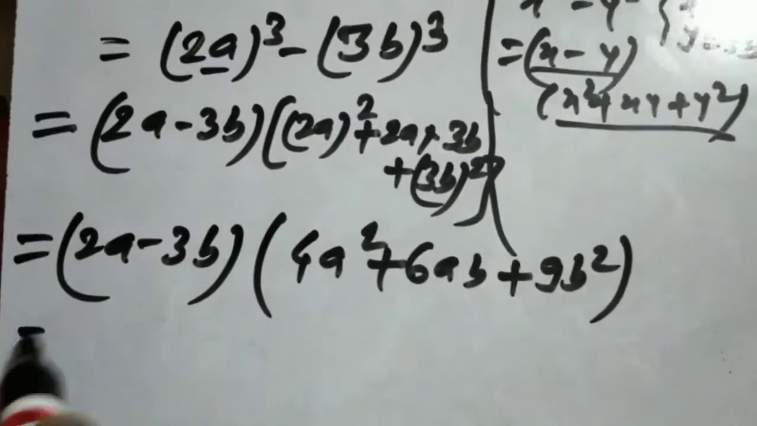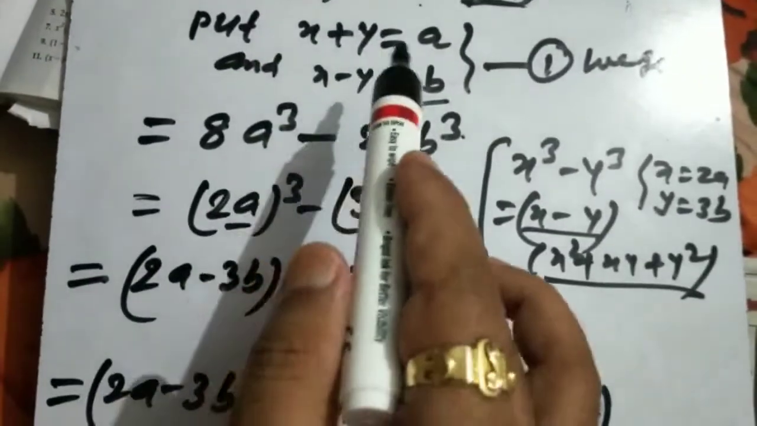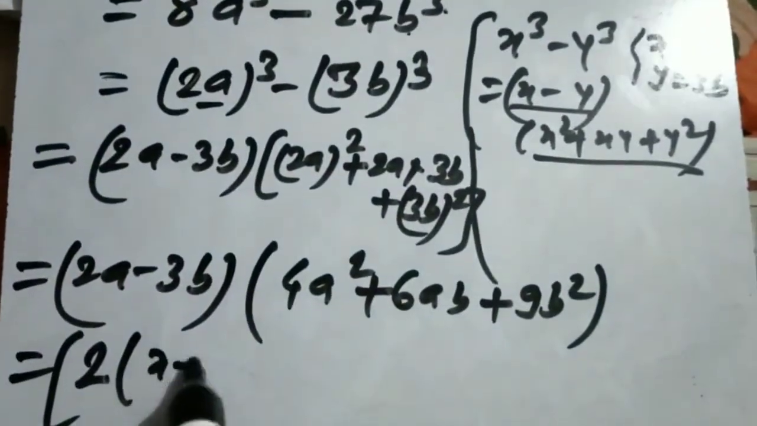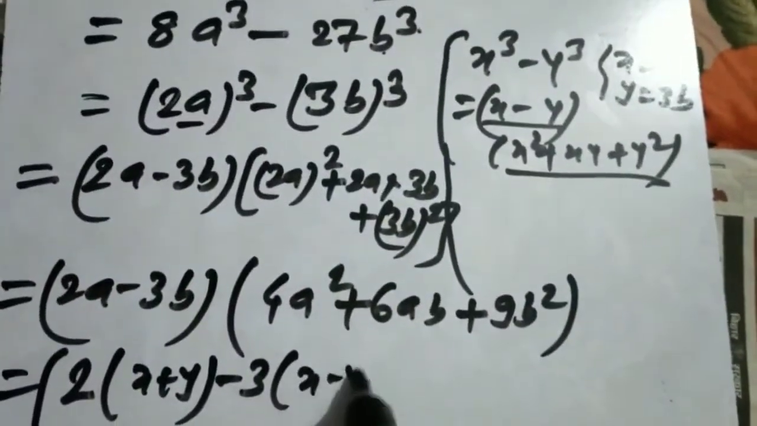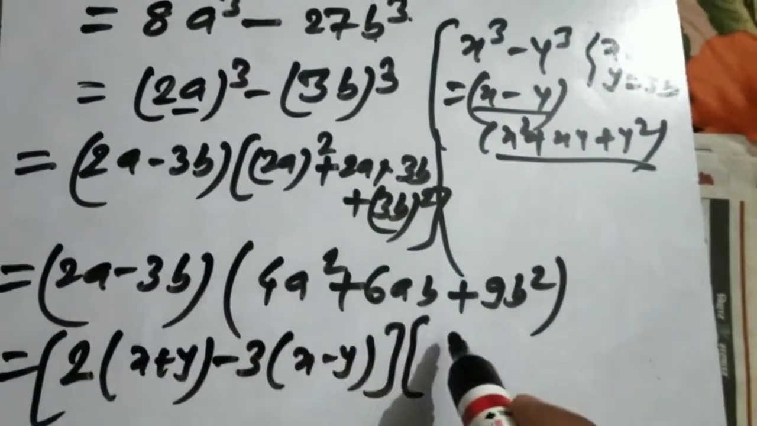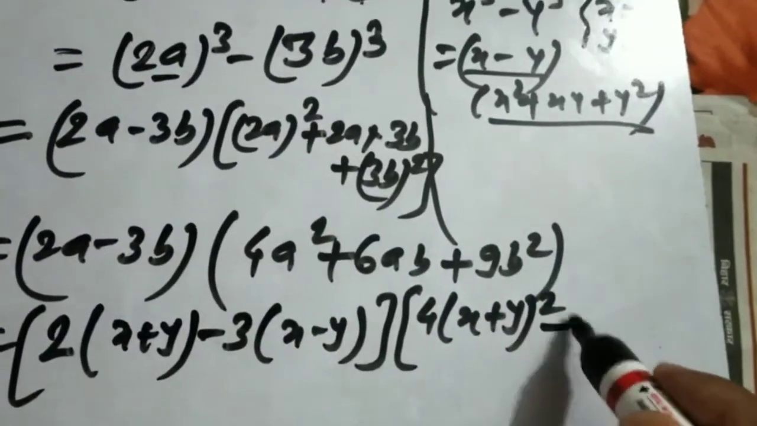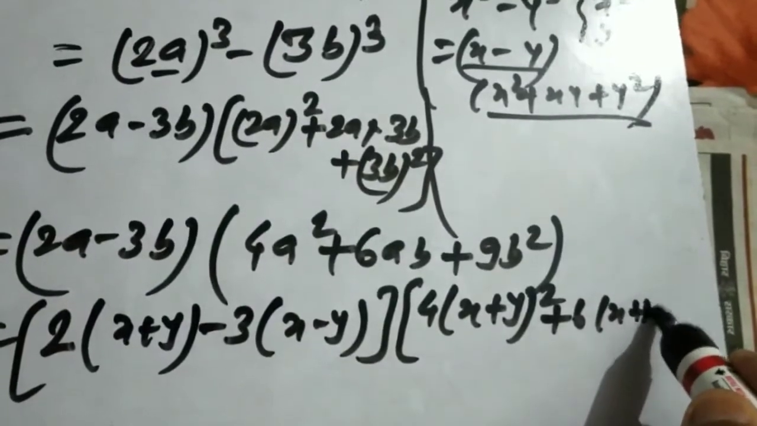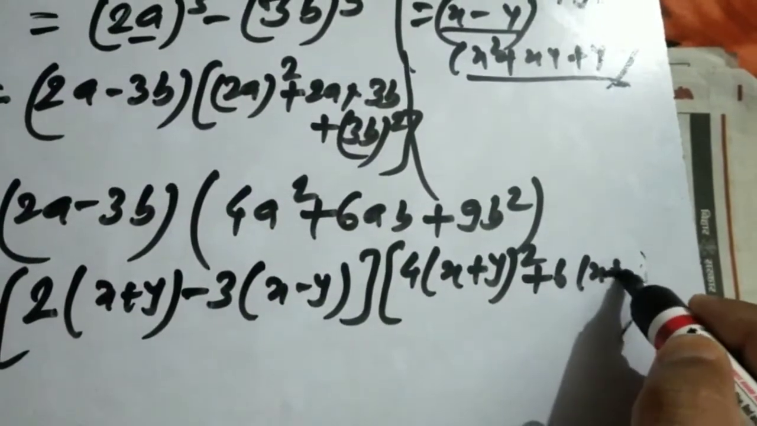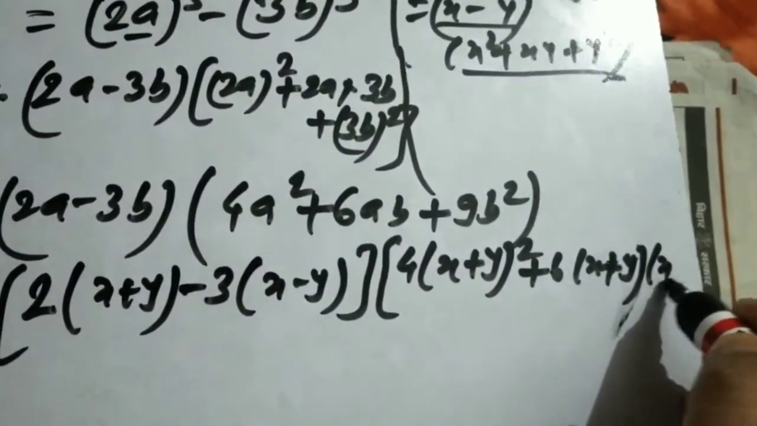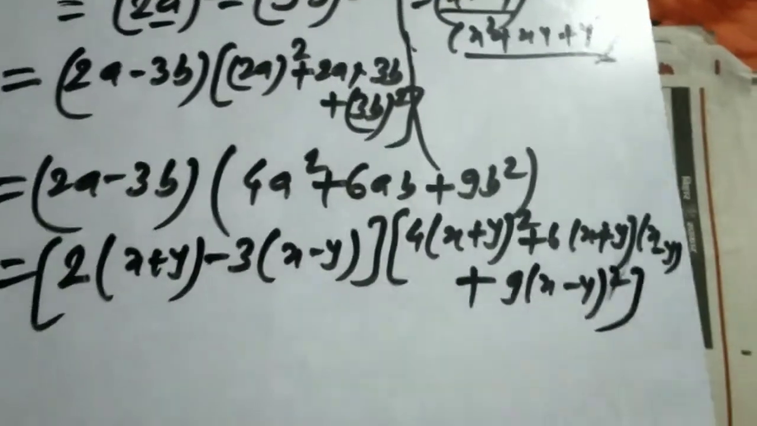Now let us put the original value of a and b. Here we have to write, at the place of a we have to write x plus y, so write here x plus y, and then 3b, at the place of b we have to write x minus y, and then 4a square, then 4, at the place of a you have to write x plus y, and 6(x plus y) into (x minus y), and then plus 9(x minus y) the whole square.